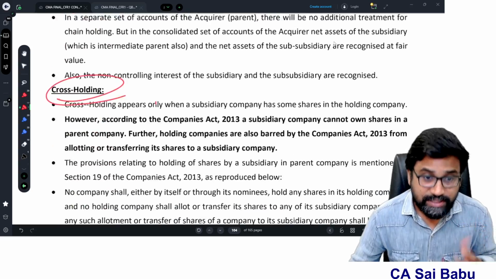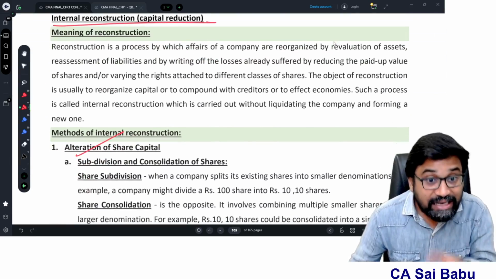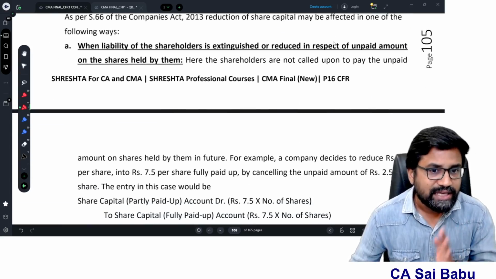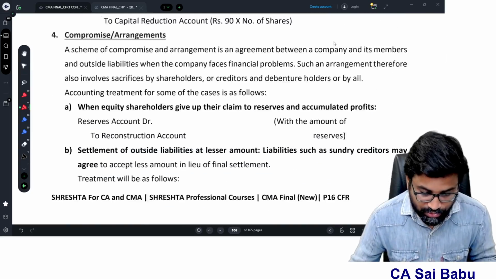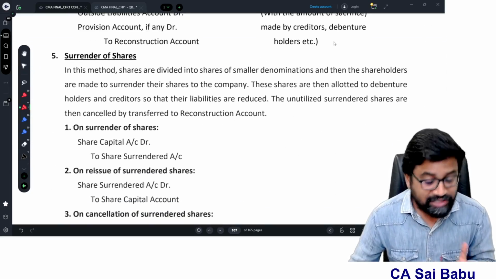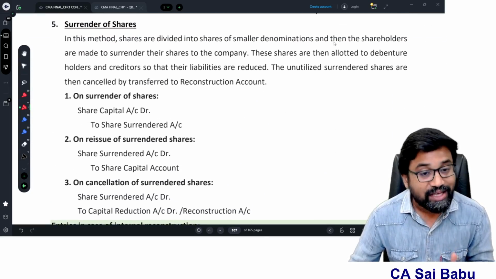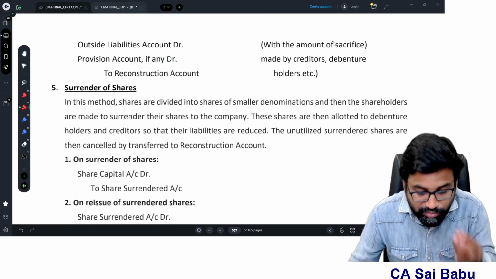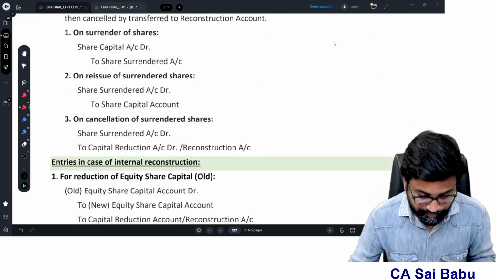And chain holding concept, cross holding concept, and internal reconstruction I have given as a separate chapter. Every time they are asking a 7 marks question from internal reconstruction. So I covered it elaborately. Actually, if you see, so many concepts are not there in the CMA study material. For example, surrender of shares, they have not given any theory. But we adopted it and we have given it.